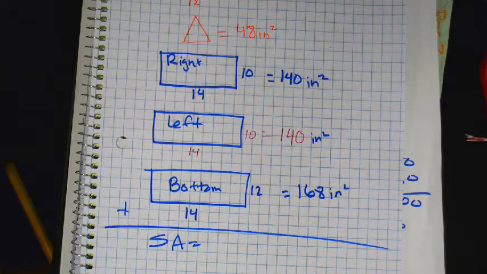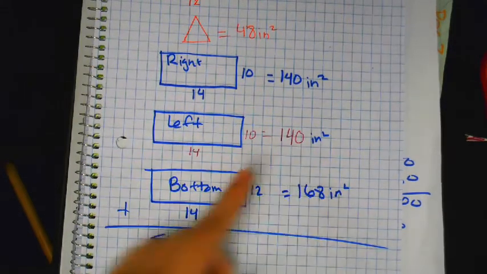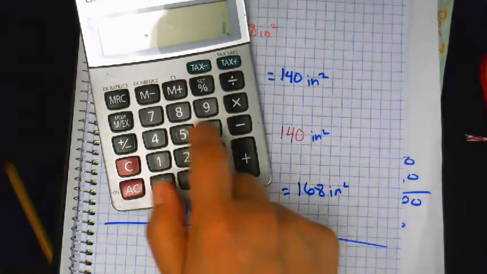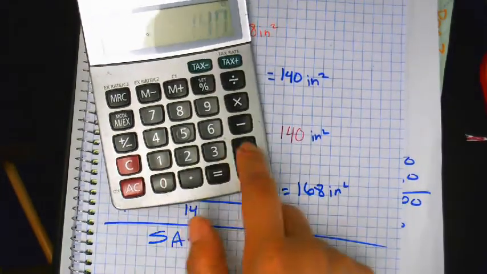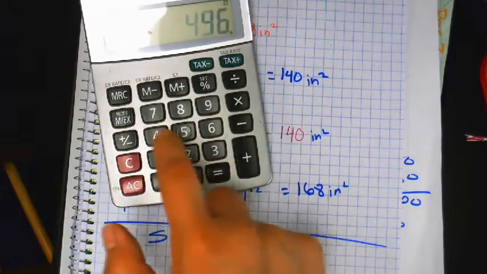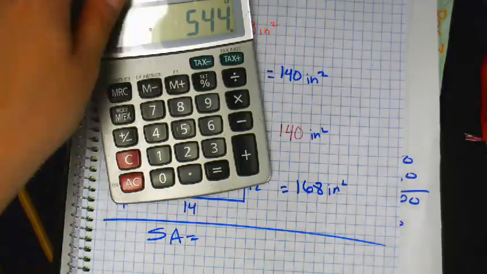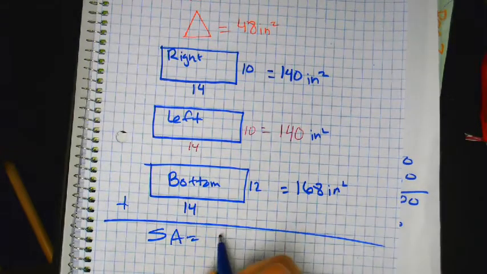Actually it was silent. Actually it was like mouth drop. I don't know actually. No, because it's 168, 140, so it has to be a big number. Do I divide? 168, 140, 140, 48, 48, 544.